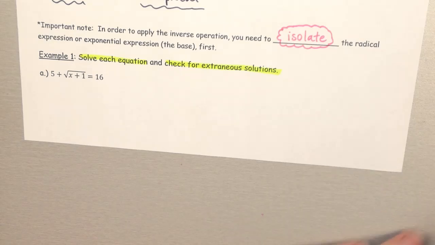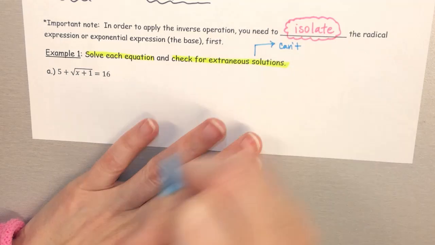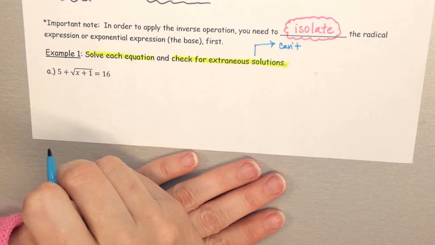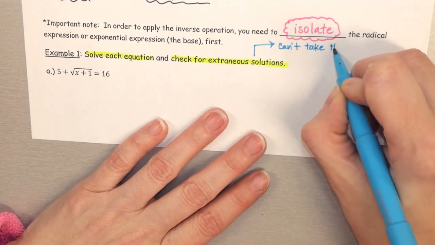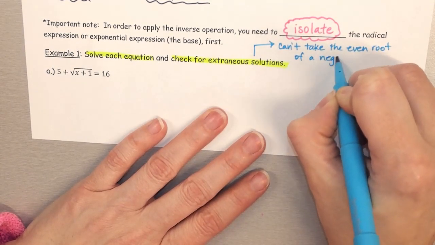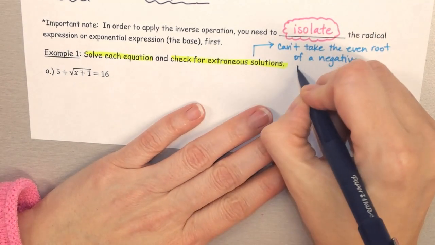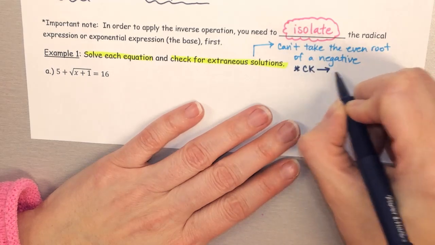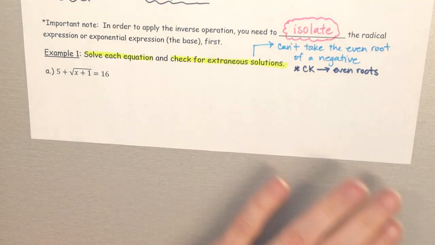So earlier today I said, oh, we have to do that when the domain isn't 0. And we have to remember that one thing that we've talked about when the domain isn't 0 is when you have a negative under an even root. So you can't take the even root of a negative, okay, which means anytime you have an even root, that's when you're going to have to check. Okay, so we're going to do checks whenever we have even roots because you have restrictions to that domain.